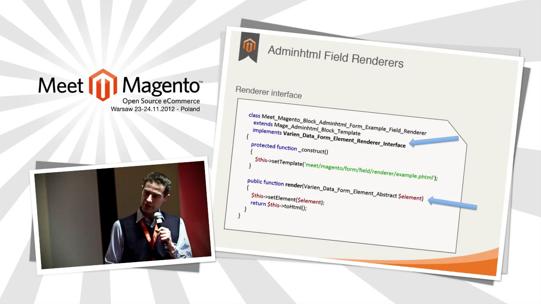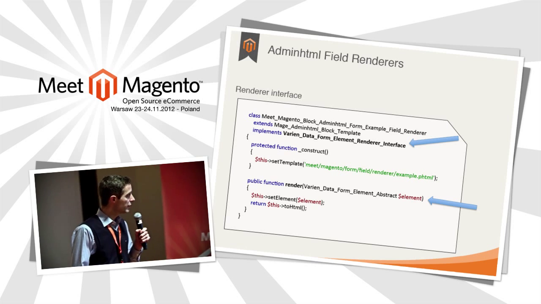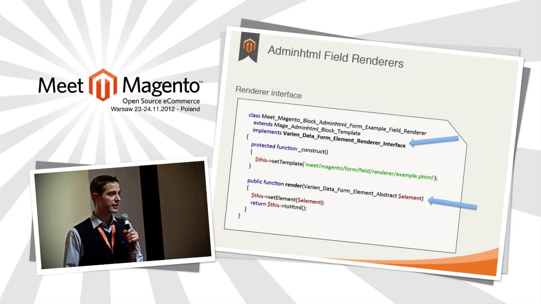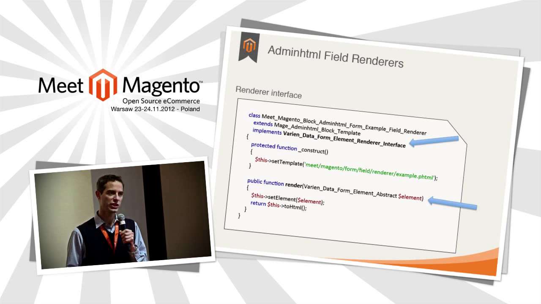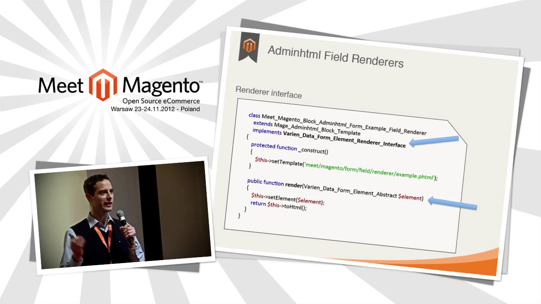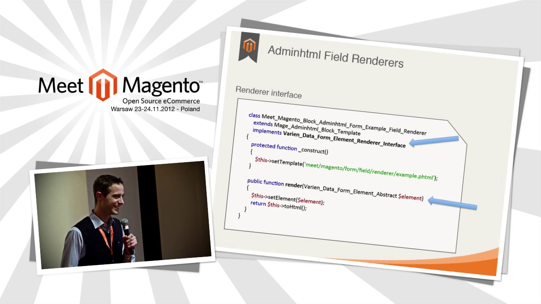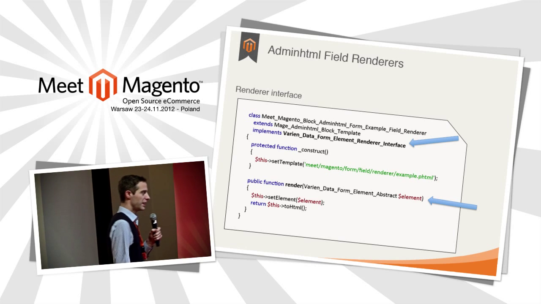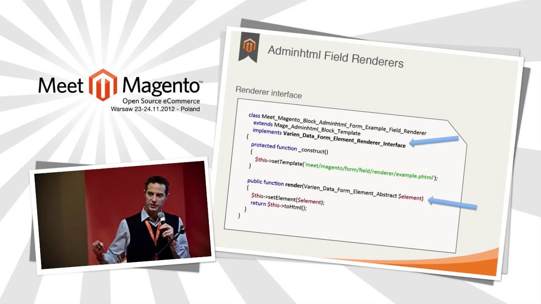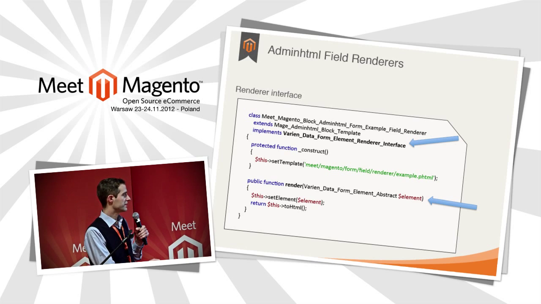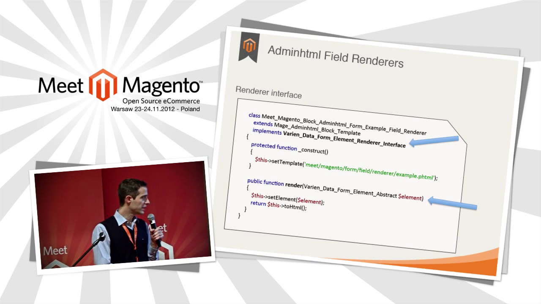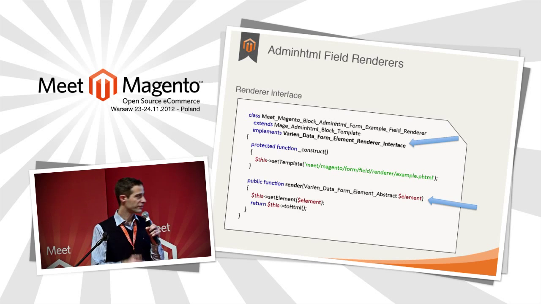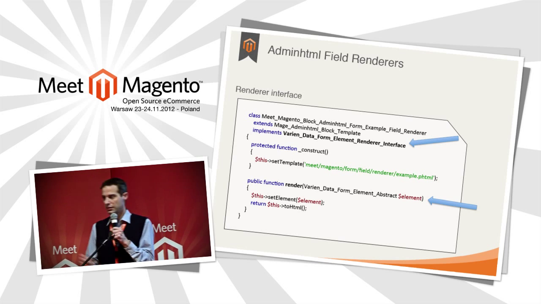If you want to create your own renderer, what you need to do is implement the renderer interface. And that's one of the few cases where you actually have a real interface usage. It's not just an empty file called interface. In this case, the method you have to implement is render. And if you just want to render a custom template, just extend the regular template block and just return this to HTML, for example. So that's pretty simple.